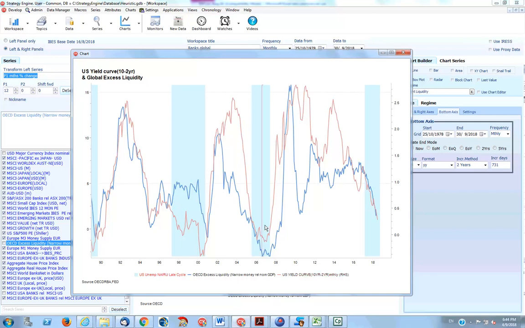What I've also done here this time is shaded in the periods of late cycle as measured by the difference between the unemployment rate and the estimate of NAIRU. Now, there are other methods to estimate the output gap, but this is purely just one. You can see, obviously, excess liquidity contracts in that very late stage of the cycle when policy is being tightened.